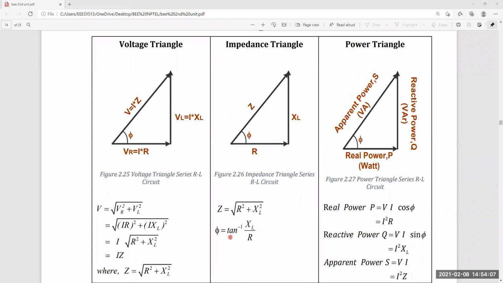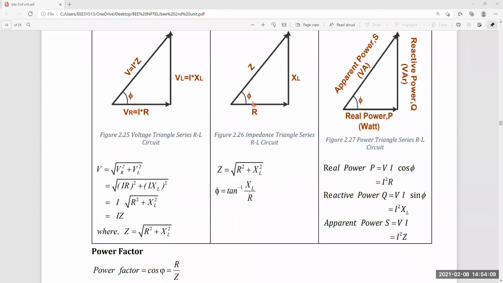And then what is the cos phi? Power factor is cos phi, which is R by Z. Am I right? Adjacent by hypotenuse. You know well, cos phi is equal to R by Z. And then sin phi is equal to opposite by hypotenuse, so XL by Z.